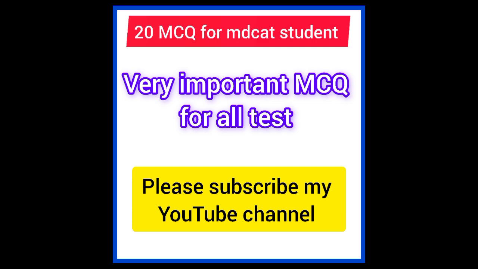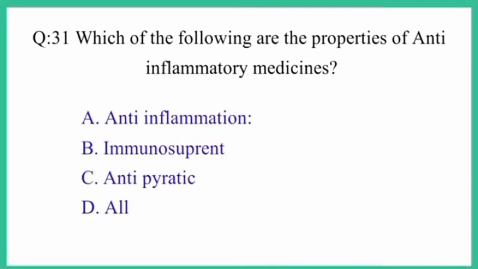Today there are very important MCQs for MDCAT students. Question number 31. Which of the following are the properties of anti-inflammatory medicines? The right answer is option D.